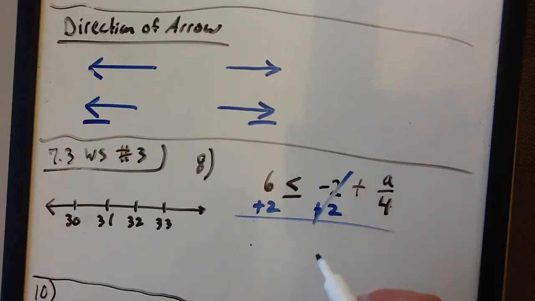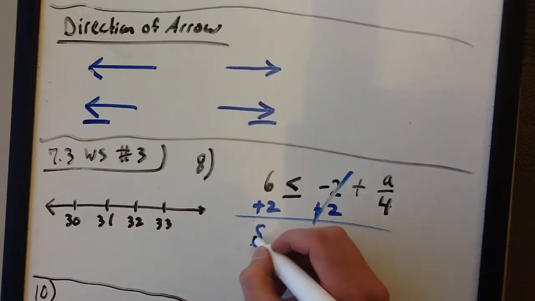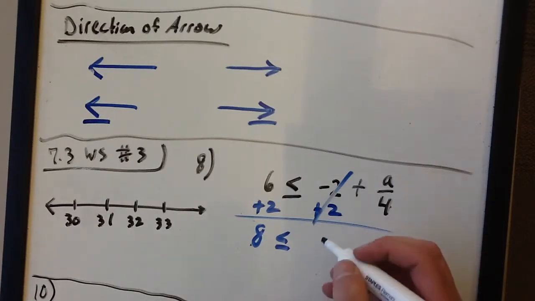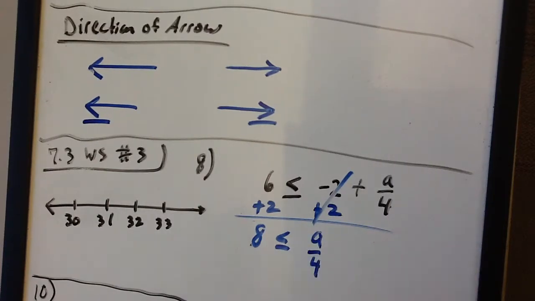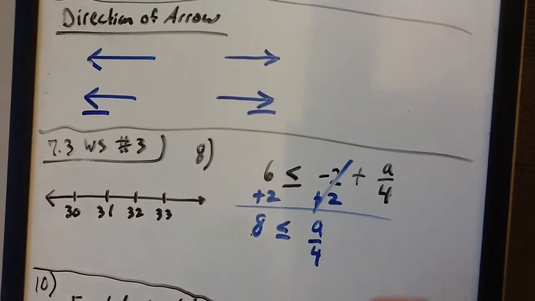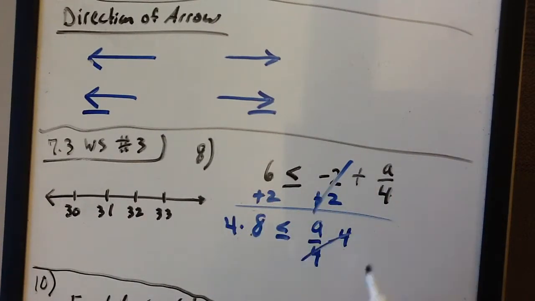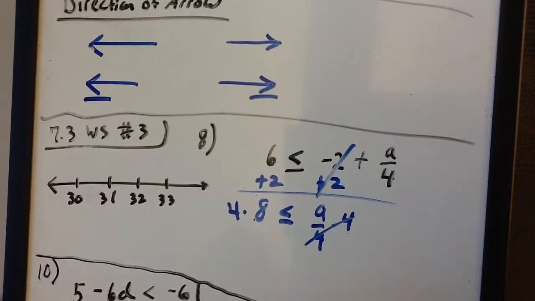Okay, when I do that, those 2's cancel, and you have 8, inequality stays the same, less than or equal to a over 4. Alright, now to solve for a, I got to multiply both sides by 4, multiply this side and that side by 4 to allow those 4's to simplify. So you have 4 times 8, which is 32, less than or equal to a.